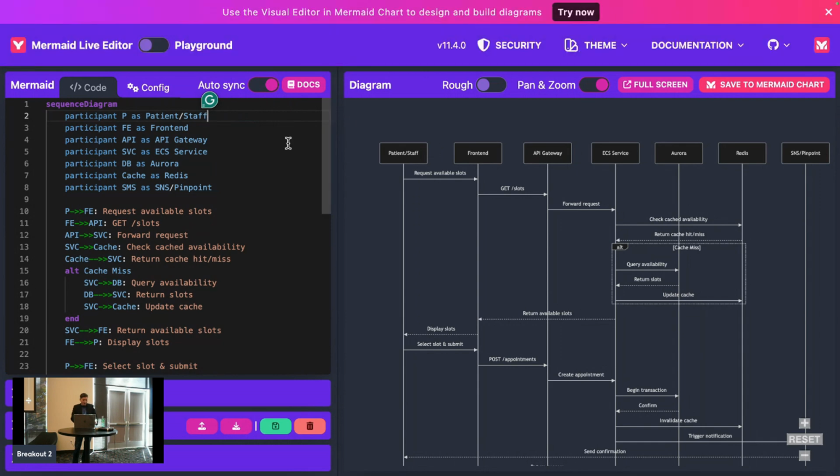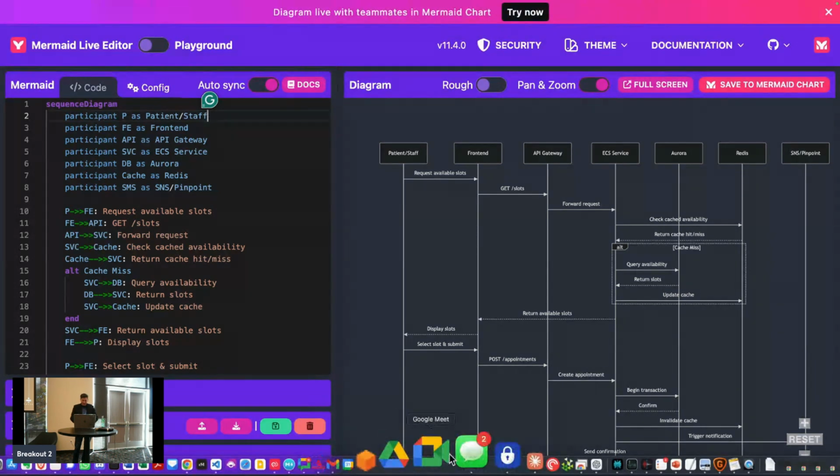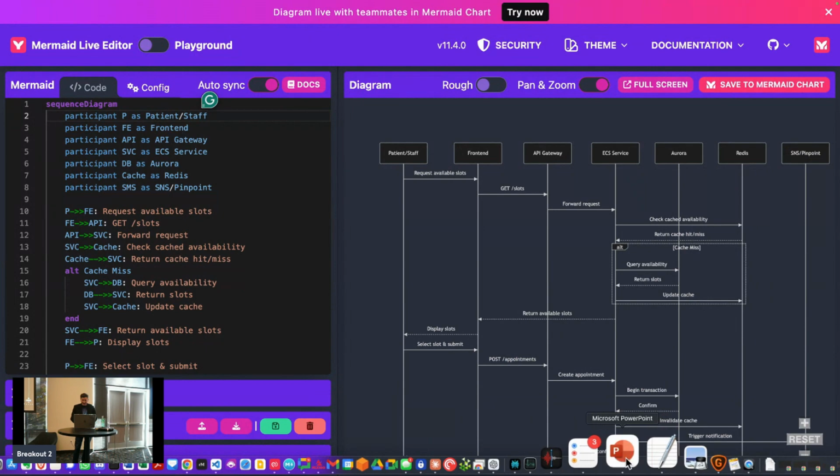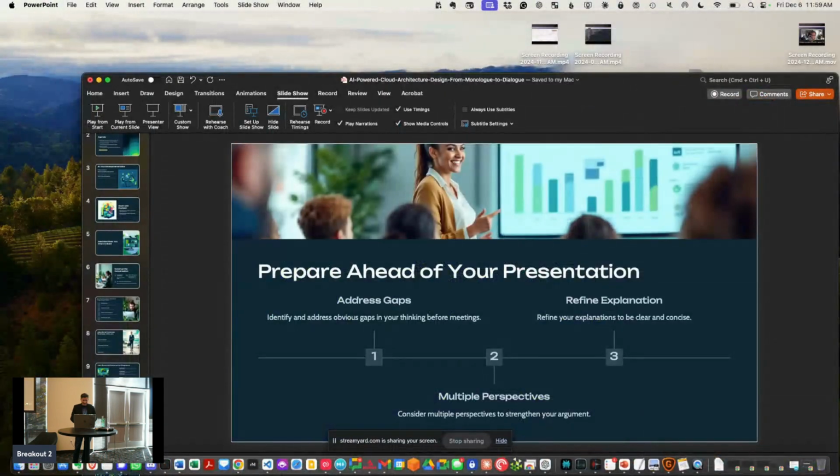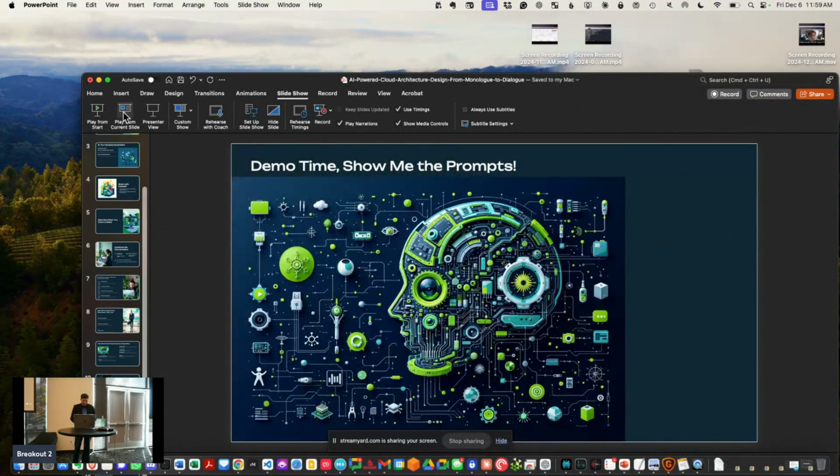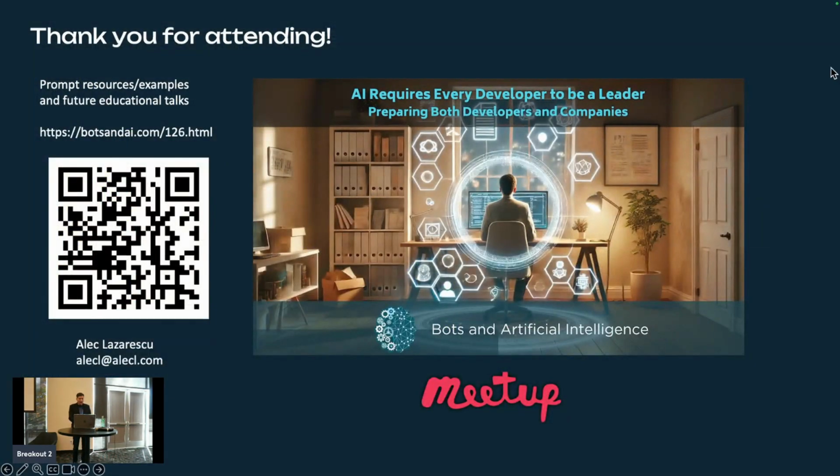So running close to time now, so I'll just pop back to the final slide. I've got a QR code, also got a link, botsinai.com/126.html. That's today's date, 12/6. So I have a link to that document where I show the prompts and other things you can look at. This is very much something for you to customize. It's a good start, but it's something you can look at.